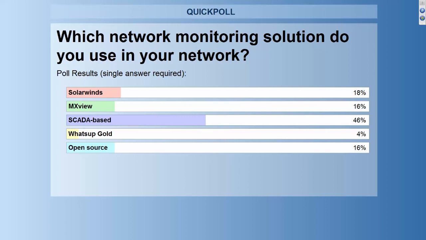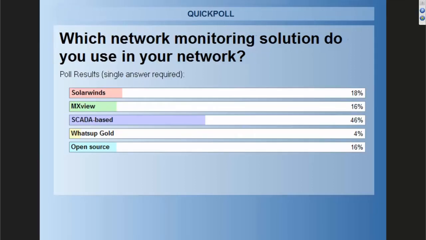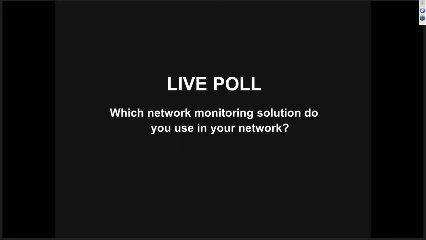SCADA-based is number one. Okay, that's interesting. SolarWinds looks like it's up there with a strong second, and then open source. There are lots of open source tools out there that you can utilize to do this, so it would be interesting to hear which ones people are actually using. And What's Up actually made a showing. Okay, great, thank you for that feedback. MXView is out there too. I see it's actually tied for third, so it's good to see that MXView is being utilized as well.